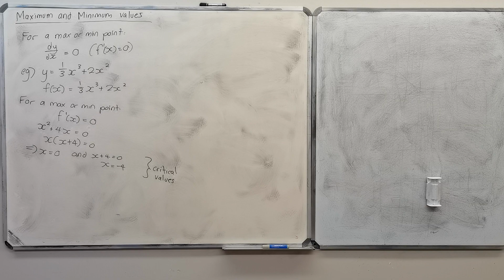It's called critical values because those are the x values you calculate when you derive your equation and set it equal to 0. Your first derivative values of x are your critical values. For your turning point, you take these x values and substitute them back into your original equation, not your first derivative equation, your original equation.